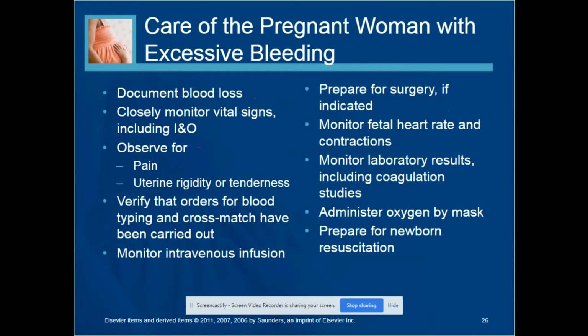All right. So what are you going to do for a woman who has excessive bleeding? Obviously, we're going to document everything. That is our lives now.